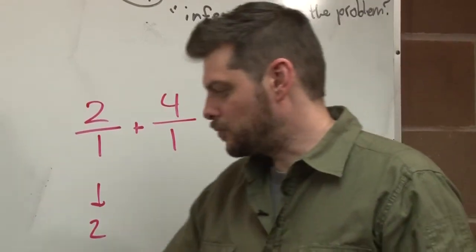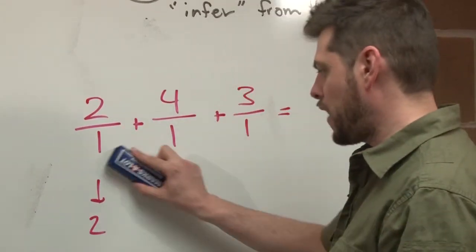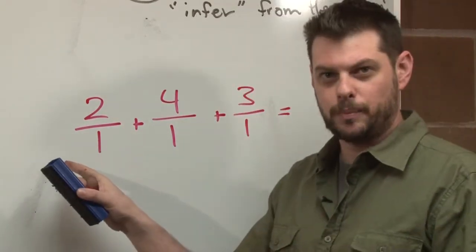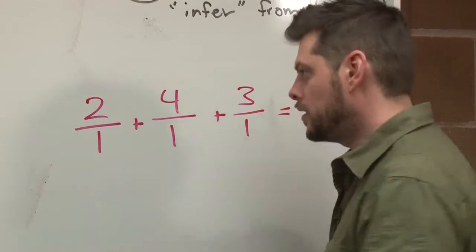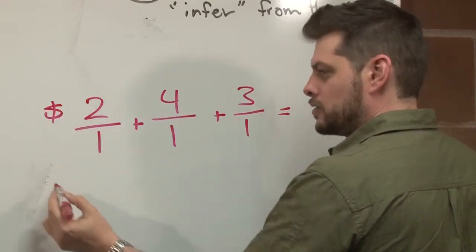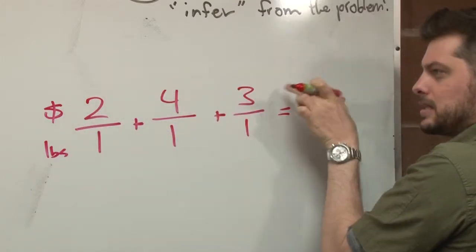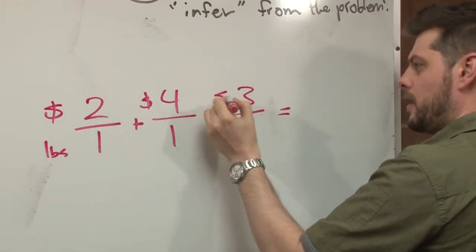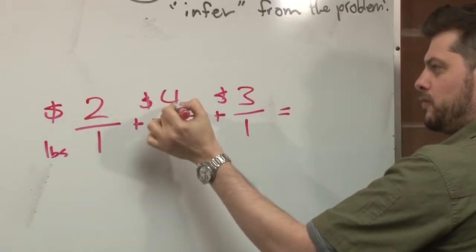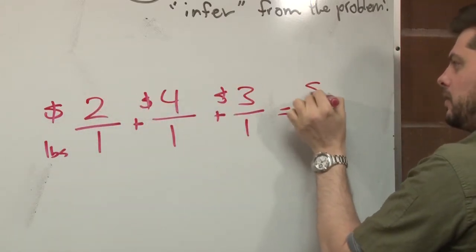The reason is that we're not talking about the same thing. These aren't fractions anymore. These are ratios. These are comparisons of different objects. So I have dollars to pounds. So I have to keep both my things together. So I add up my 2, my 4, and my 3, and I get $9.